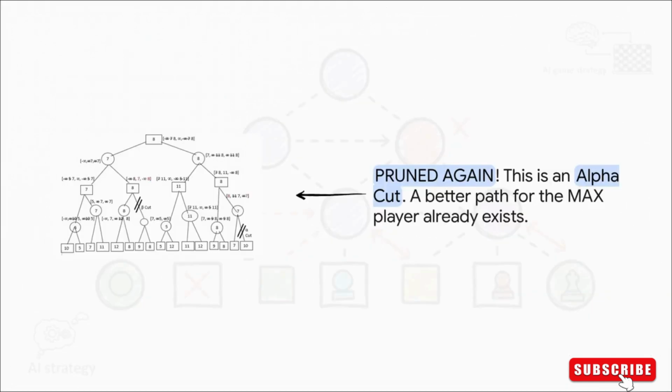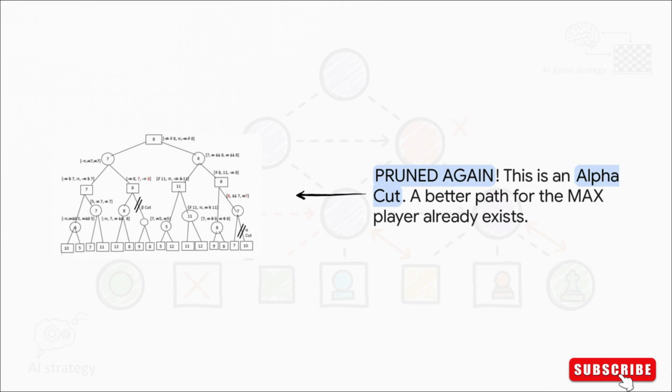Now for the second prune. So after checking out the entire left side of the tree, let's say the root max player knows it has a path that guarantees a score of at least 8. So the root's alpha value is now 8. That's the score to beat. We pass this alpha value down as we explore the right side.